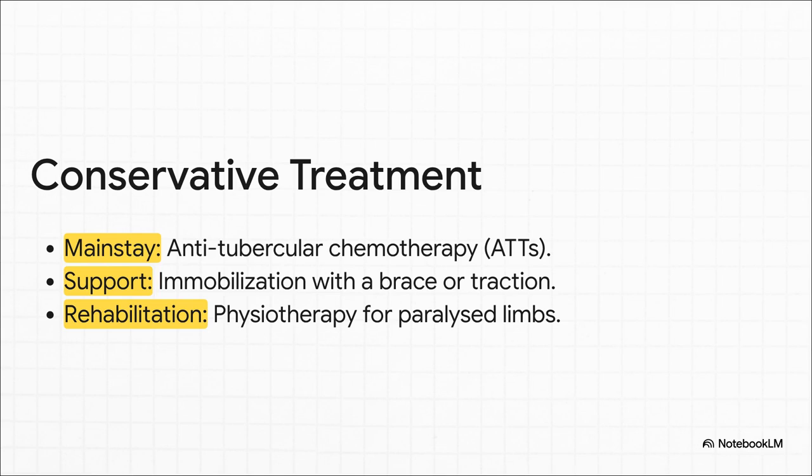It's basically a three-part attack. The absolute cornerstone is anti-TB drugs, a powerful cocktail of medication to kill the infection. Then, you support that by keeping the spine still, usually with a brace. And finally, you have physical therapy to keep the paralyzed muscles from wasting away.